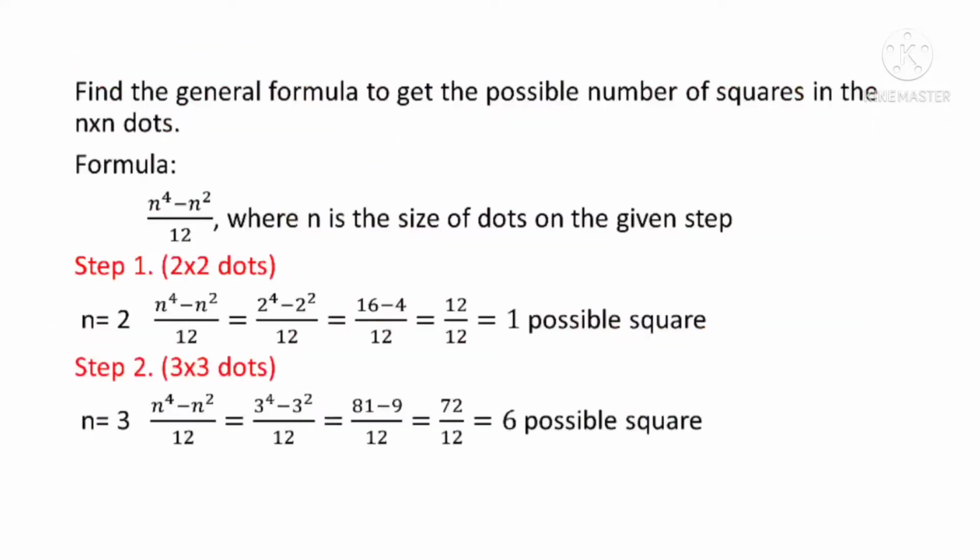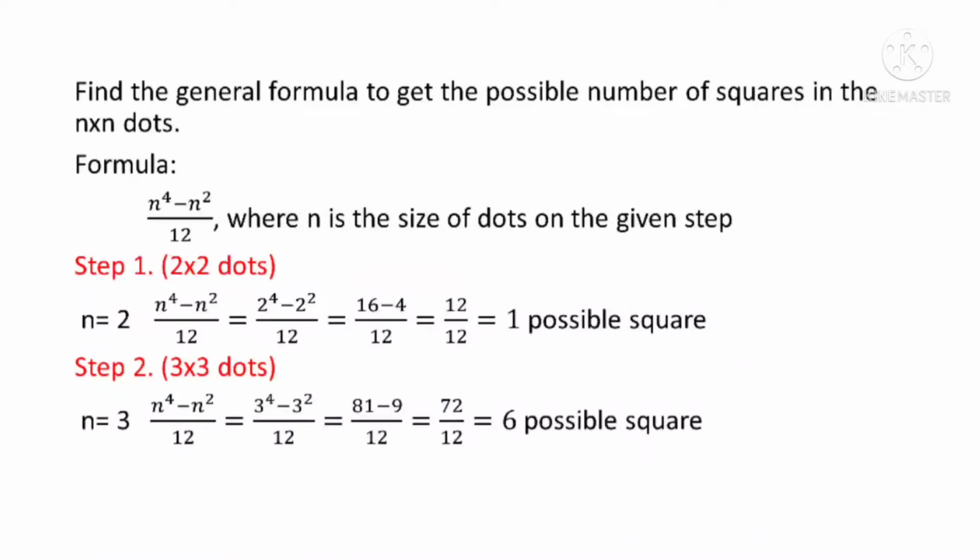So, next, now let us find the general formula to get the possible number of squares in the n by n dots. Ano kaya yung formula? So, ito yung formula: n raised to 4 minus n squared over 12, where n is the size of dots on the given step.